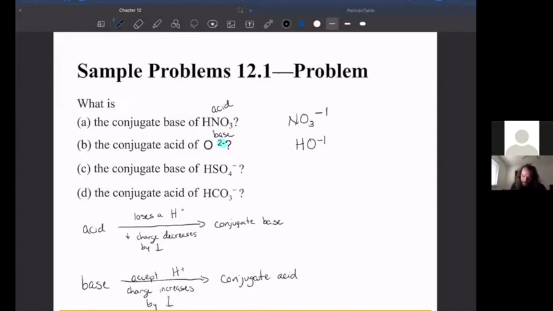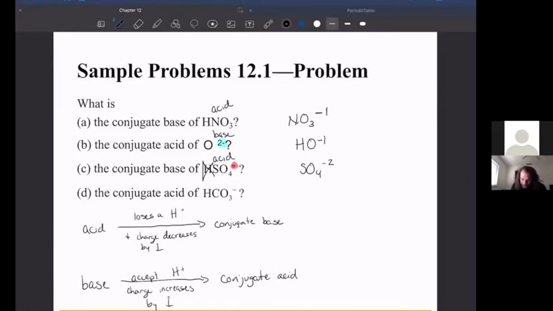Okay. What is the conjugate base of HSO4-? So that means that this is playing the role of an acid. Remember, acids will lose a proton, so I've got to get rid of this here. So I'm just left with SO4, and then my net charge is going to have to decrease by 1. So I go from being -1 to -2.